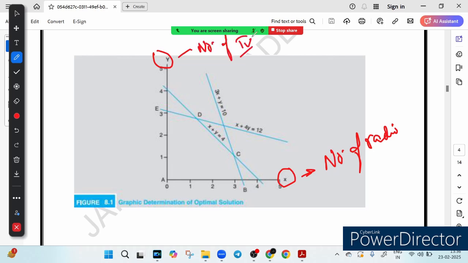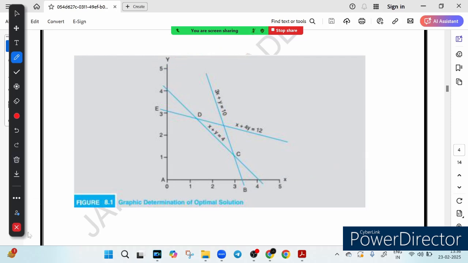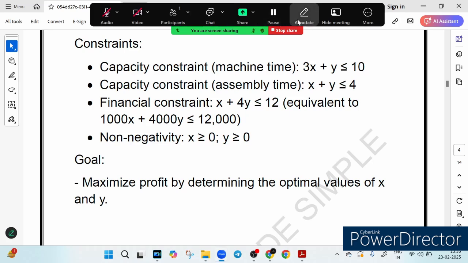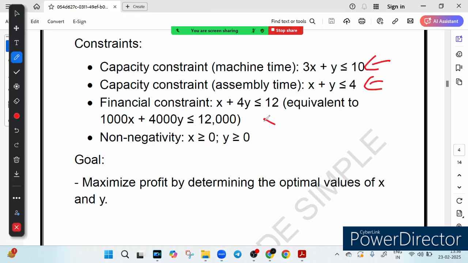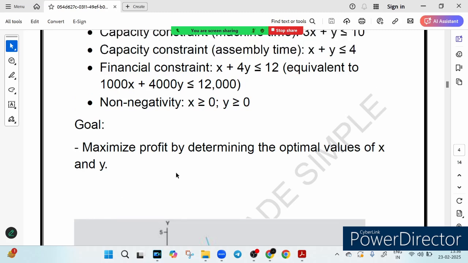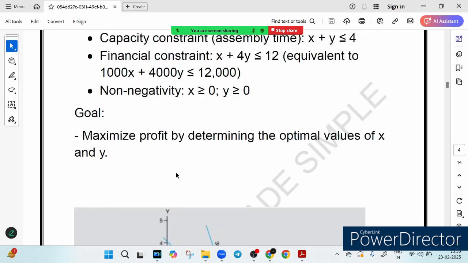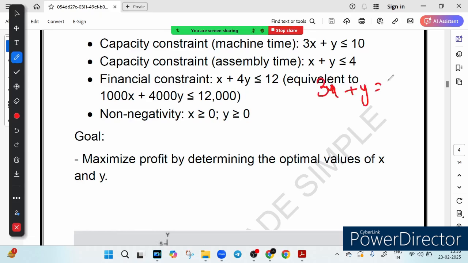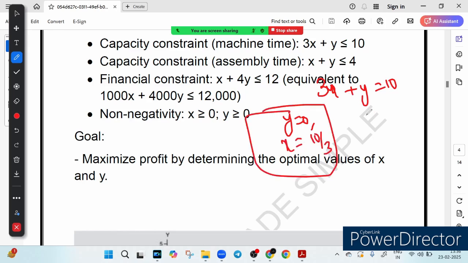Each constraint forms a line on the graph. We have 3 constraints; this is the first one, this is the second one, and this is the third one. Let me tell you how to draw the line. Suppose you want to draw 3x plus y equals 10. First put y equal to 0, and you get the x intercept as 10 by 3. Then put x equal to 0, and you get y equal to 10.